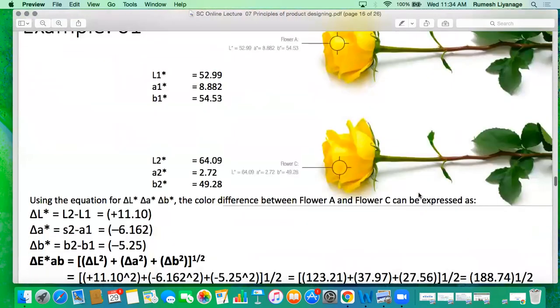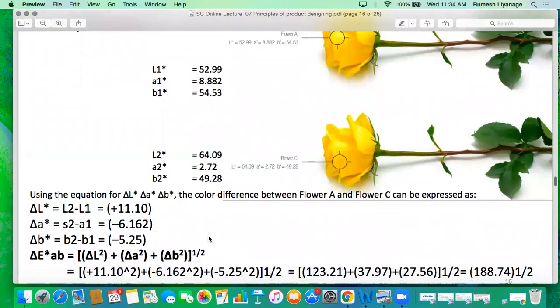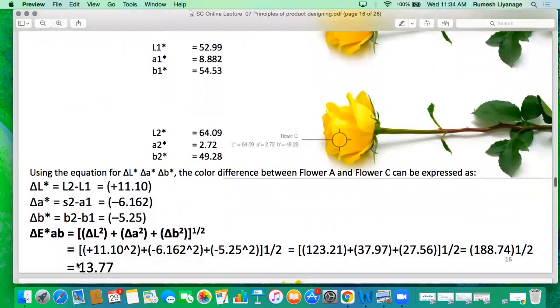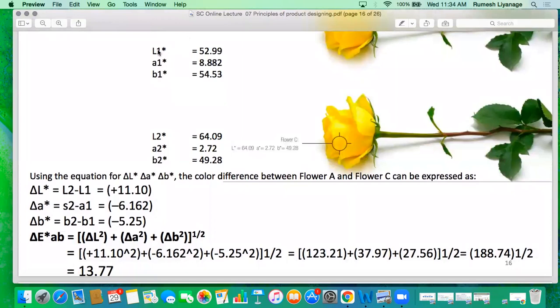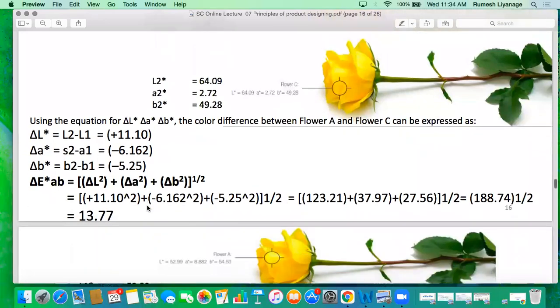And in this example, I need to calculate delta E. Delta E means total color difference. So how do we get the difference of each sample? L2 minus L1, A2 minus A1, B2 minus B1. Right? These three values are there.